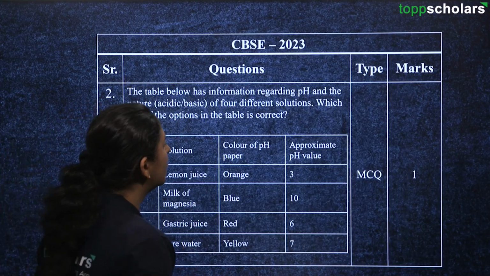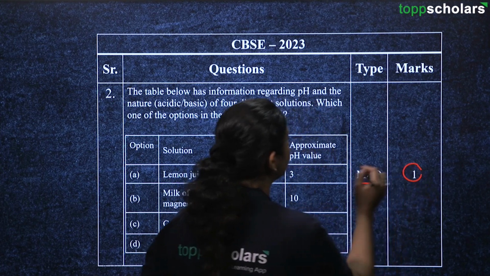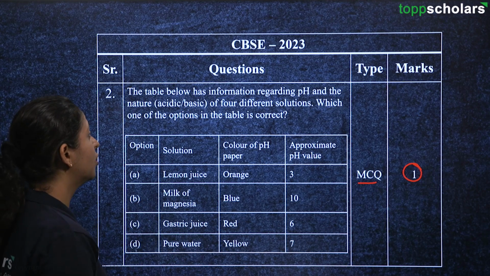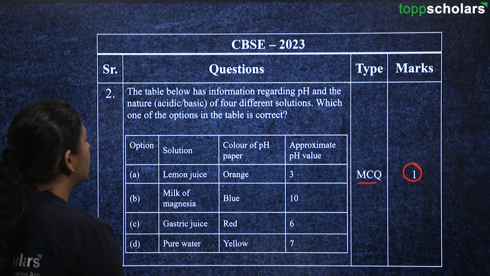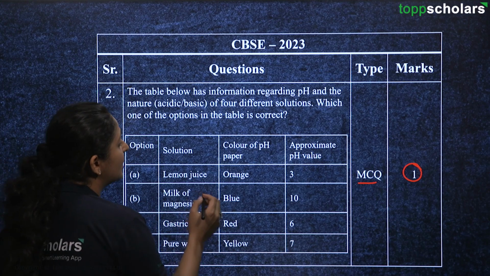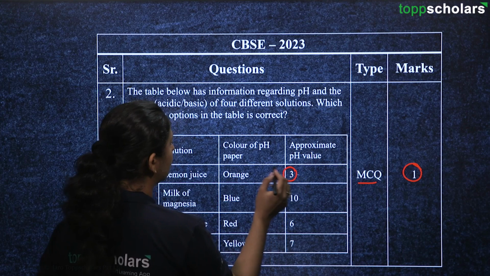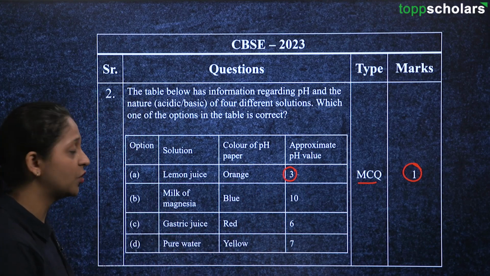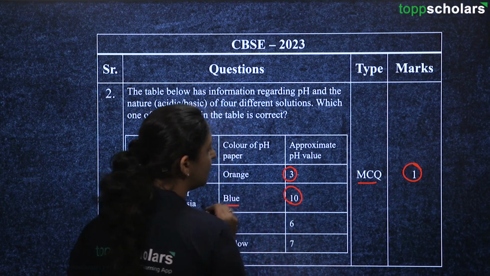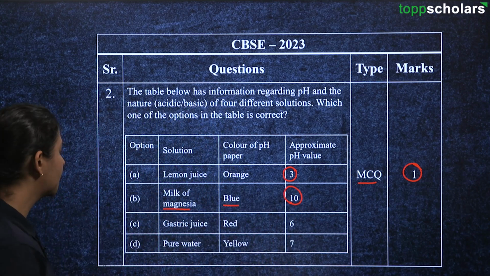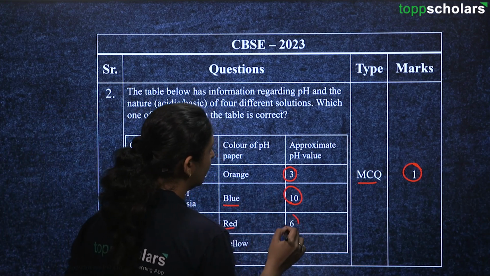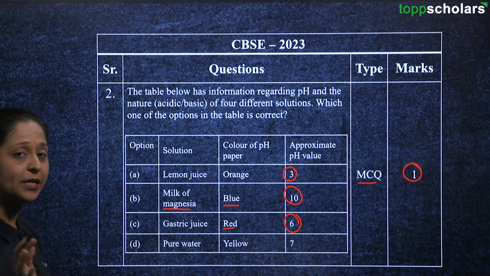The next question is again a multiple choice question, students, which is for 1 mark. The table below has information regarding the pH and the acidic or basic nature of 4 different solutions, and you have to determine which statement is correct. So lemon juice is going to have a pH around 3. pH paper will show you the orange color. Milk of magnesia, it is blue and it is going to show a pH that is around 10, which is basic. Gastric juice, which is red in color for the pH paper, gives an approximate pH value of 6.